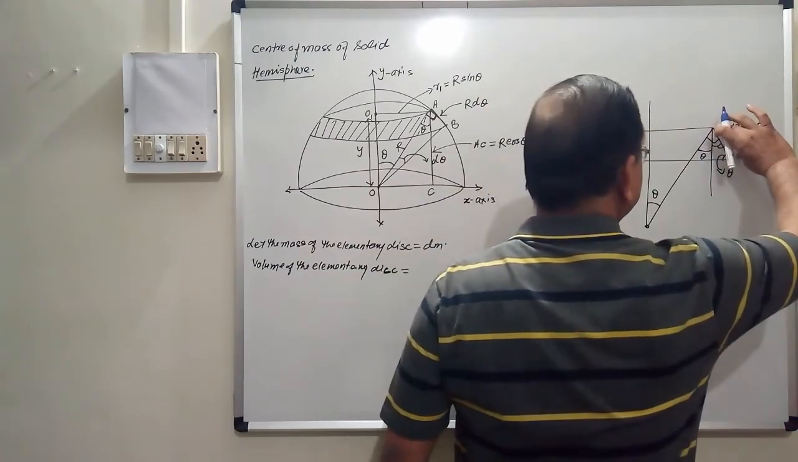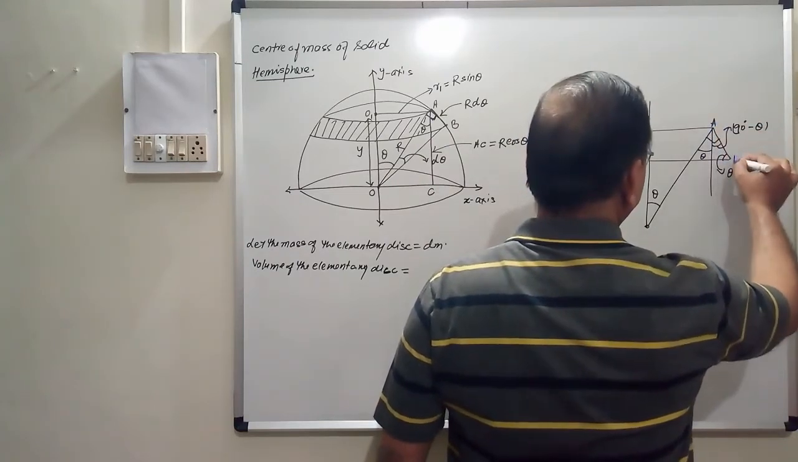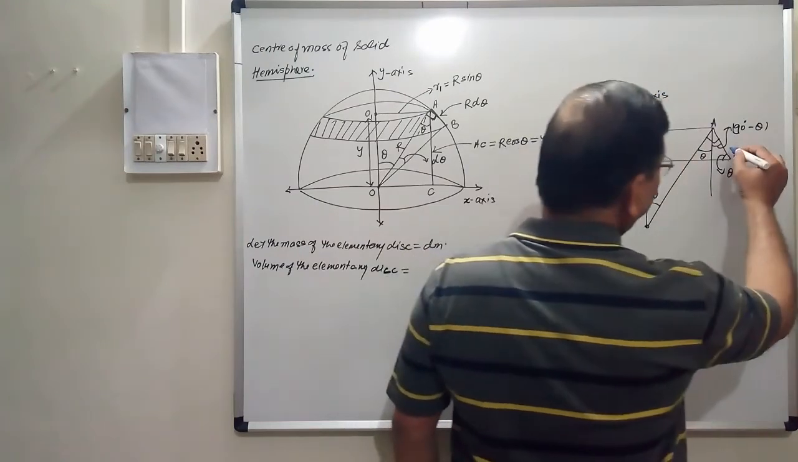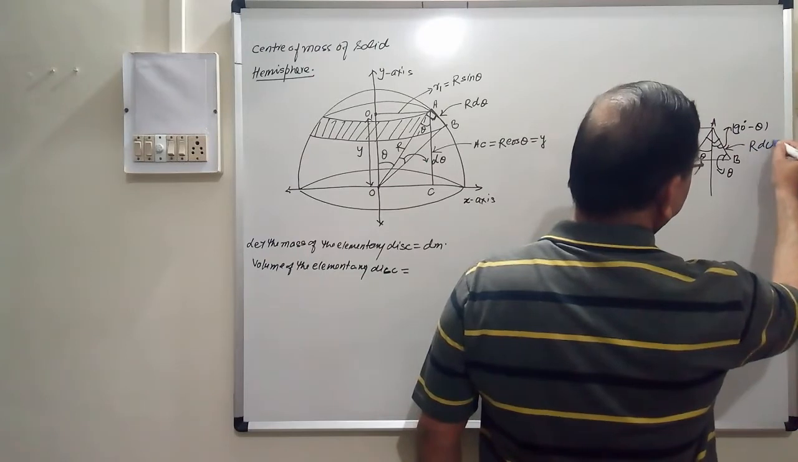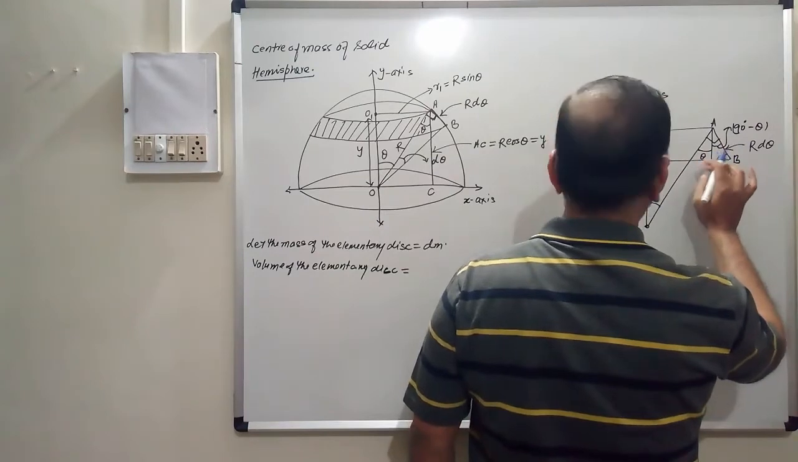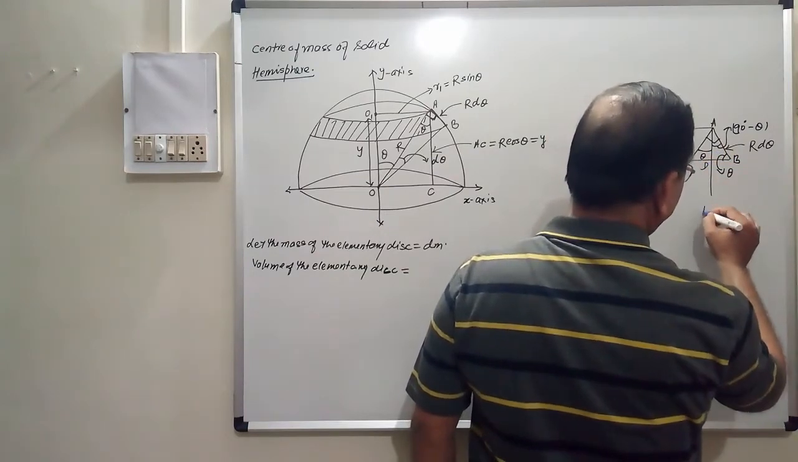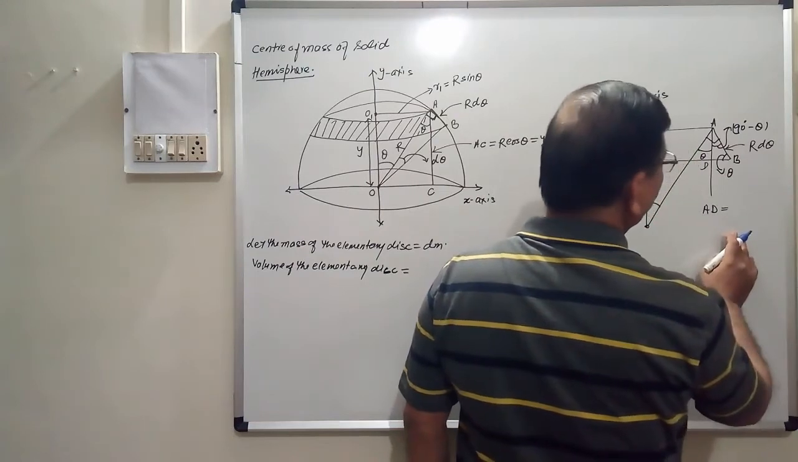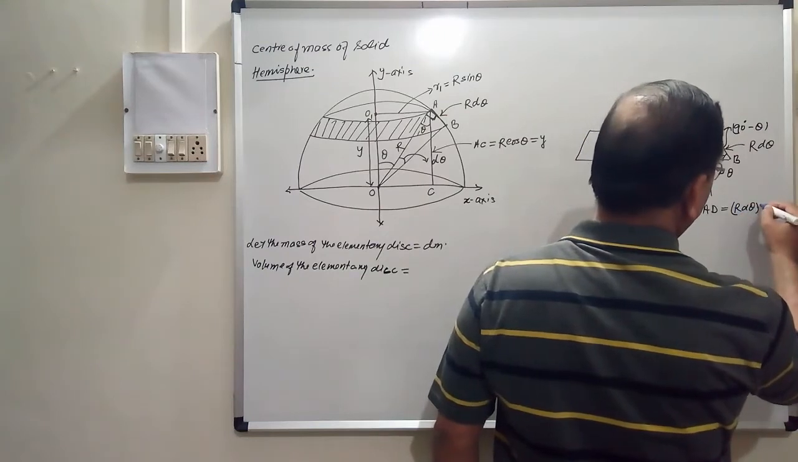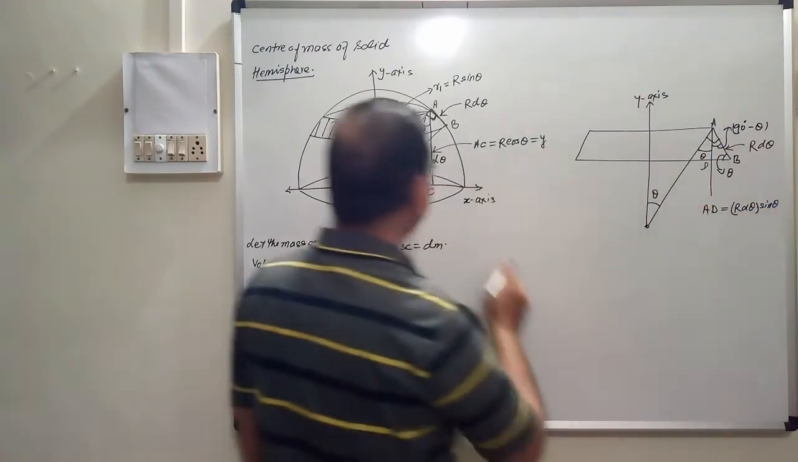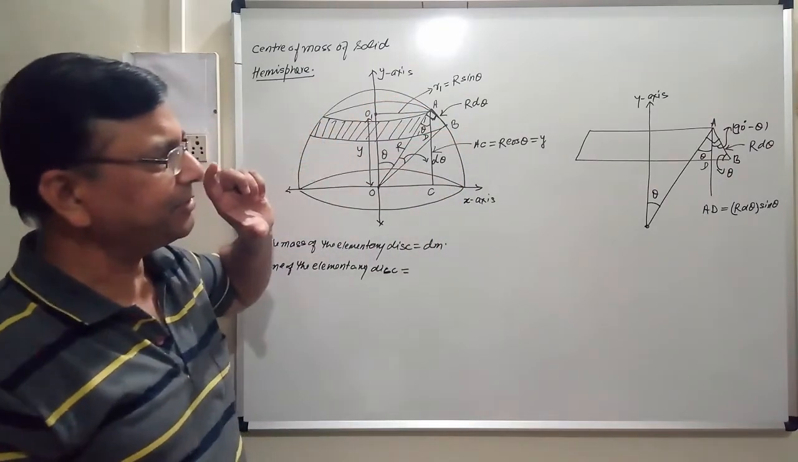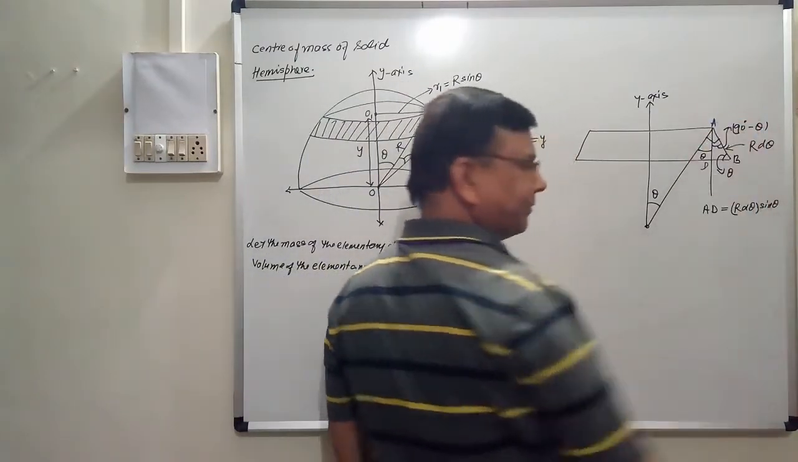And this we know. This is A, this is B, this is the y-axis, right? And AB is r d theta. Therefore, this point, suppose we consider D. So AD will be equal to r d theta sin theta. D point is over here. So AD is the height of the elementary disk.